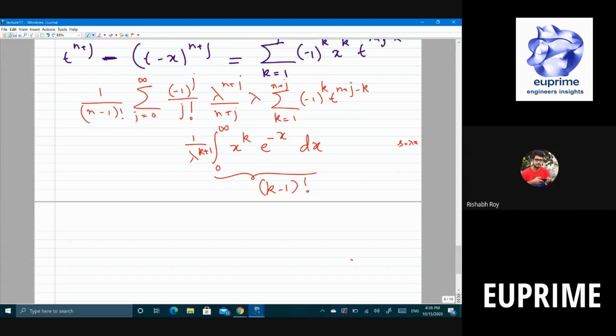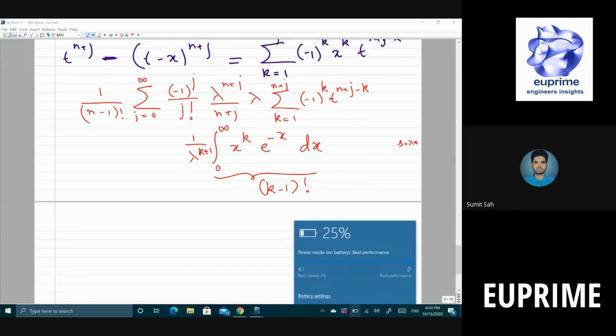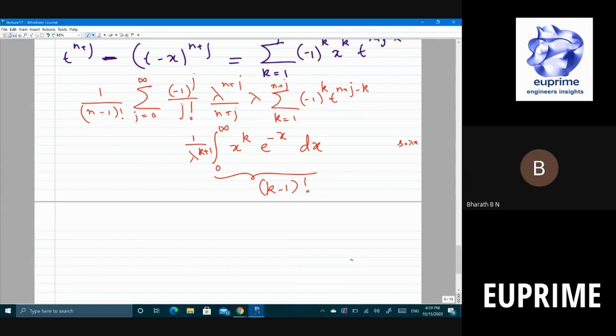Sir, in the gamma integration step, it should be k minus 2 factorial for x to the power k minus 1, e to the power minus x dx. Okay. So if you have k minus 1, it will be k factorial, right? If you have k here, what do I get? k plus 1. Oh, yes, sir, k factorial. So if, for example, x power n minus 1, e power minus x dx is n factorial, right? So you are right. Is that correct?